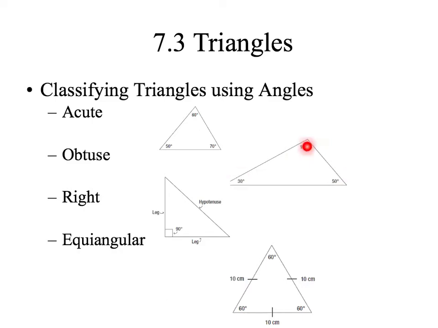Obviously, all triangles have three angles. This one is greater than 90, so it's considered obtuse. A right triangle, you have to have a 90-degree angle. It's called a right angle. Obviously, there are legs to triangles, and the hypotenuse, a term you might not have heard yet, is the side opposite a right angle. But this is a right triangle. Equiangular, obviously, all three of our angles here are exactly the same. 60, 60, and 60, which is 180 total, but that's equiangular.